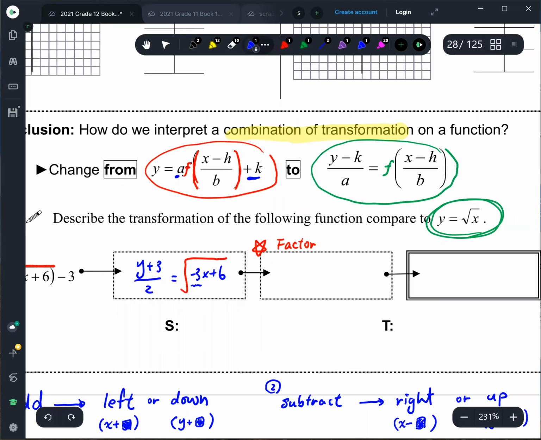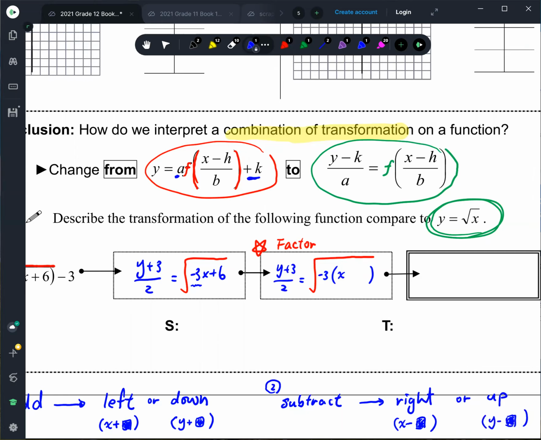Okay, so for the y part, I'll keep it the same, y plus 3 over 2. For inside, you factor a -3 out, so your x will be by itself. Okay?